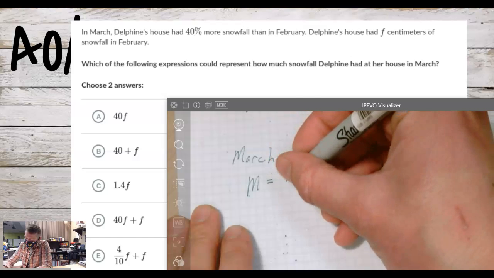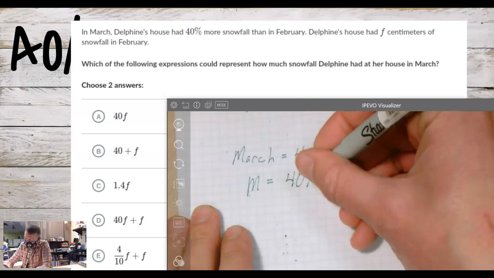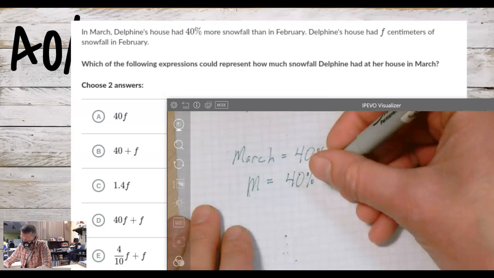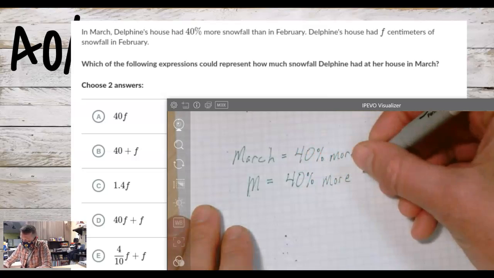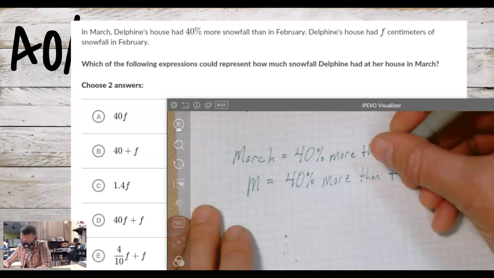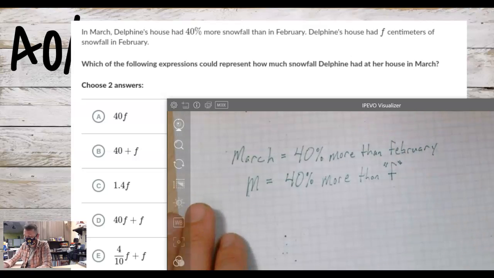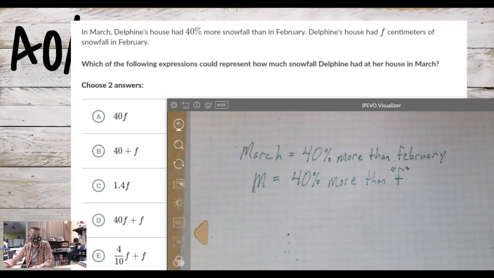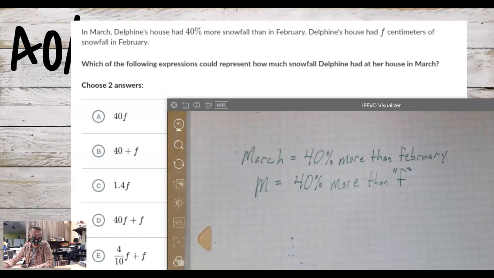Now, but then the problem starts to become, okay, 40% more than F. Because they tell us February's F, we decided to make March M for now.